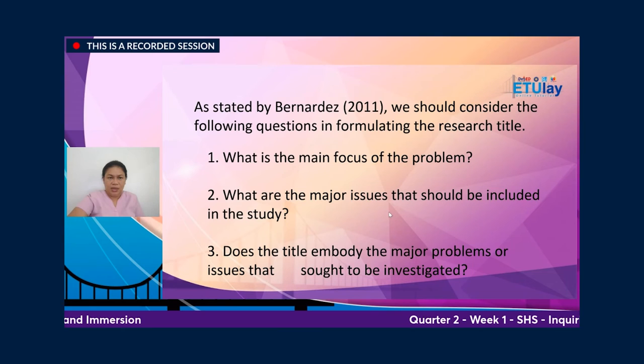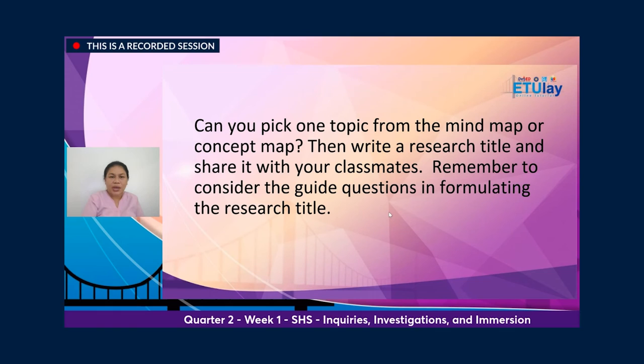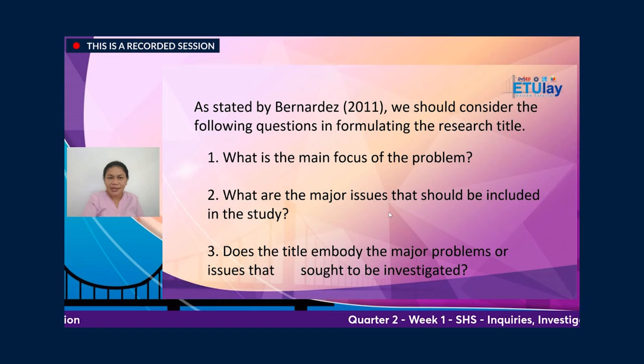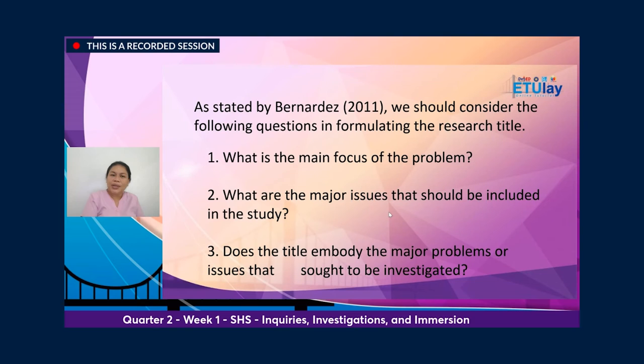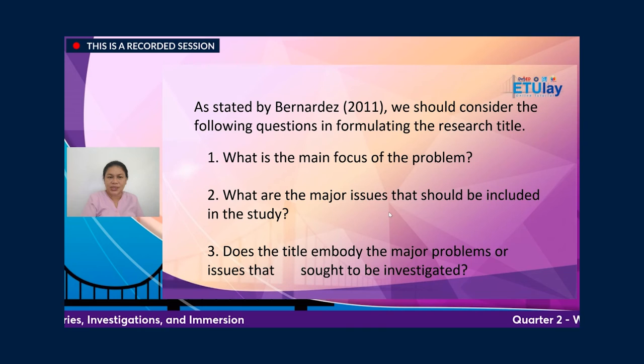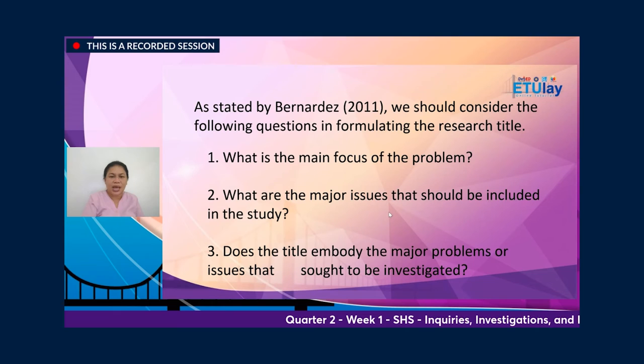Can you pick one topic from the mind map or the concept map? Okay, let's have some exercises, then write a research title. Okay, have you come up with your research title? Following these questions in formulating your research title, again, may I repeat? What is the main focus of the problem? What are the major issues that should be included in the study? And does the title embody the major problems or issues that sought to be investigated?